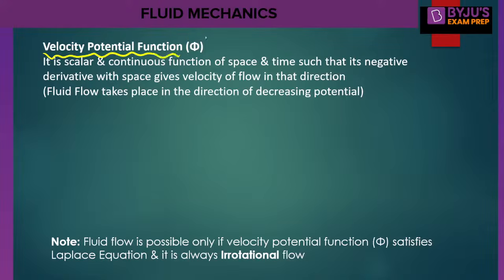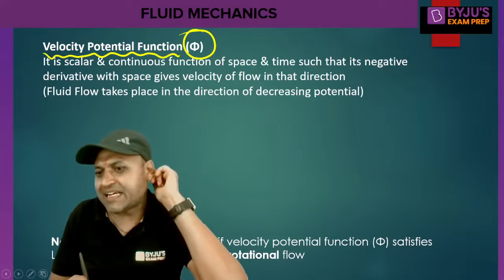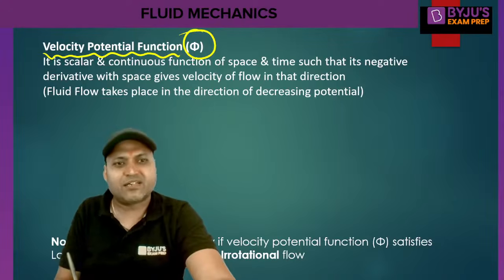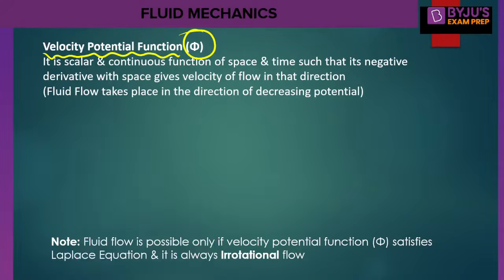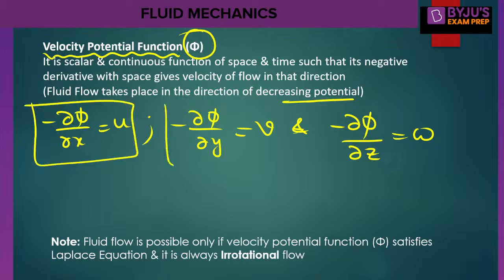The velocity potential function is defined, that is phi, a scalar and continuous function of space and time, such that its negative derivative with respect to space gives the velocity of flow in that direction. So fluid always flows in the direction of decreasing potential. Minus del phi by del x is equal to u, minus del phi by del y is equal to v, and minus del phi by del z is equal to w. This is how the velocity potential function is defined.